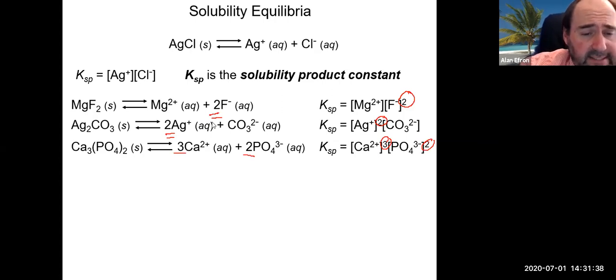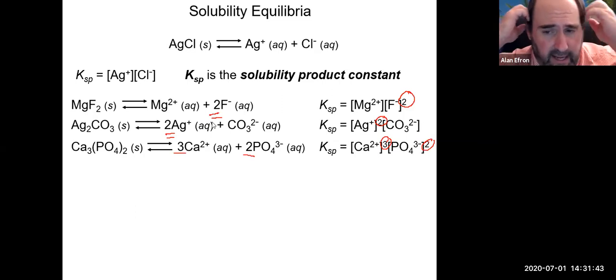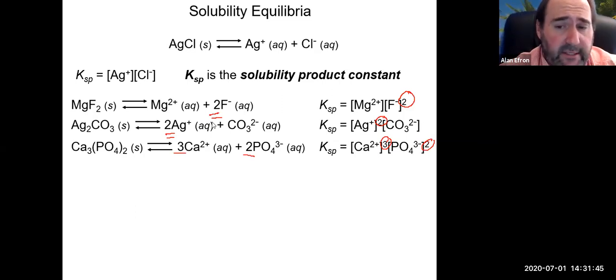And as we will see in a second, that is why when we see the values for Ksp, they are typically very small values. That's because they are essentially insoluble. But everything, like I said, has some degree of solubility to it. And as we will see in this chapter, there's a lot of factors that affect solubility.